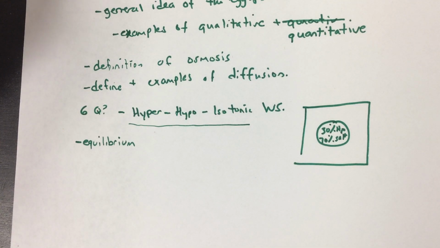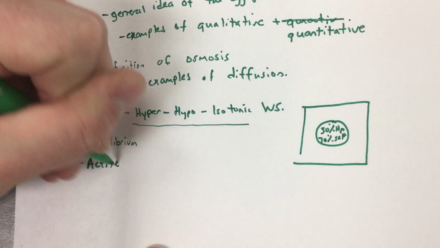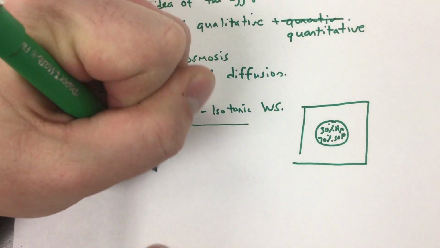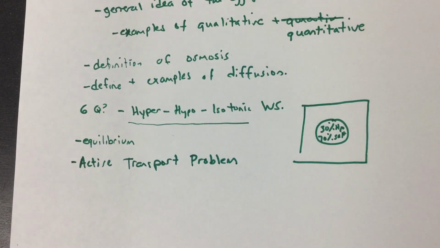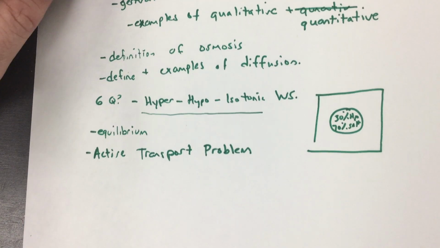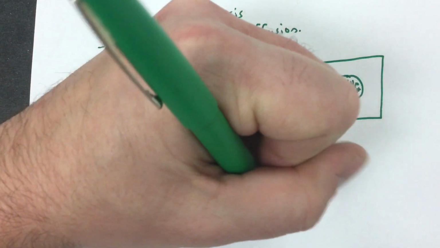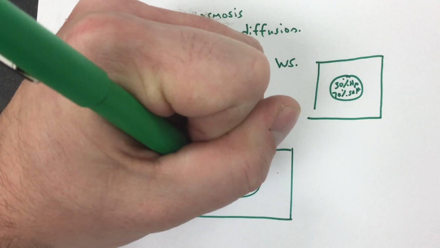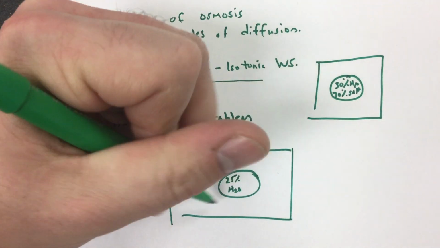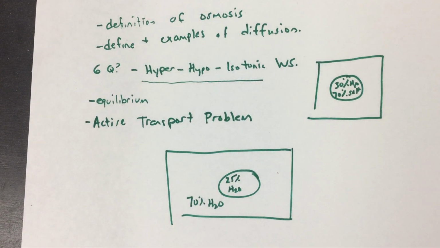Then you need to know about that active transport problem that you had on the quiz. Remember the active transport problem where you had the fish egg, and the fish egg was 25% water inside and 70% water outside, or something along those lines. And which way should the water have gone?